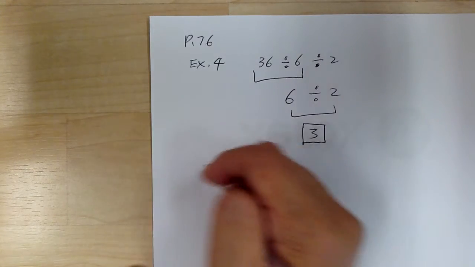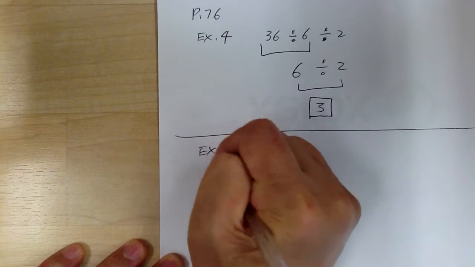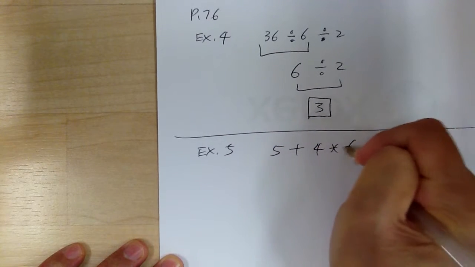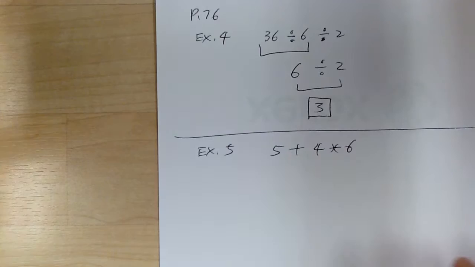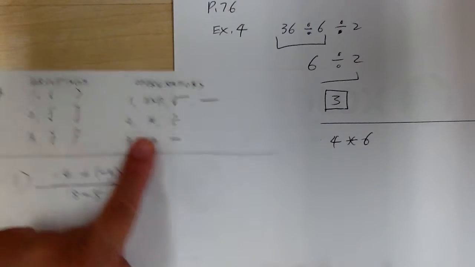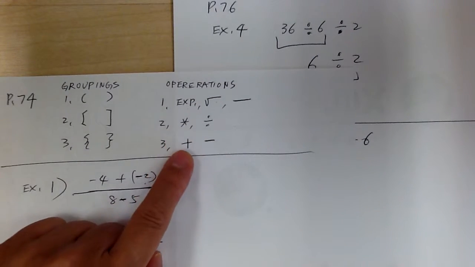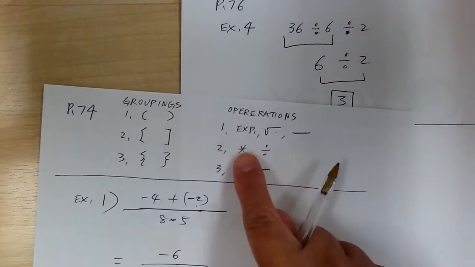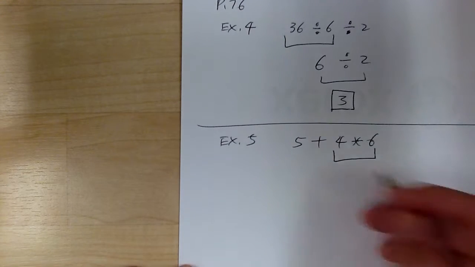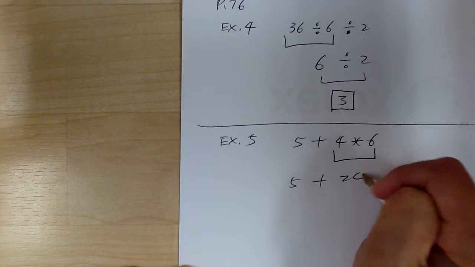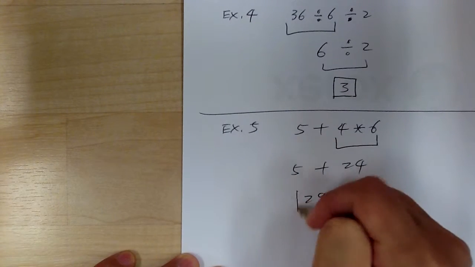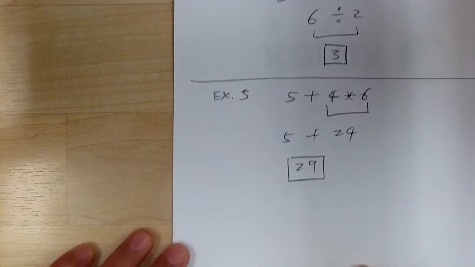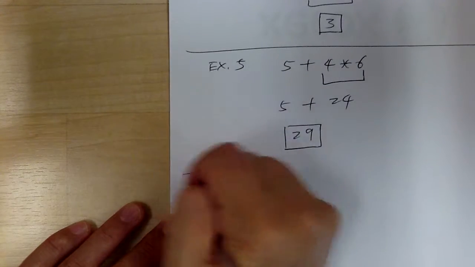Okay. Let's go to example 5. You got 5 plus 4 times 6. Okay, so again, you have to watch all the operations now. See, the multiplication comes before addition and subtraction. So you have to do multiplication first. Okay, so this becomes 5 plus 24. So the answer is 29. So make sure you know your order. Okay, let's go to example 6.